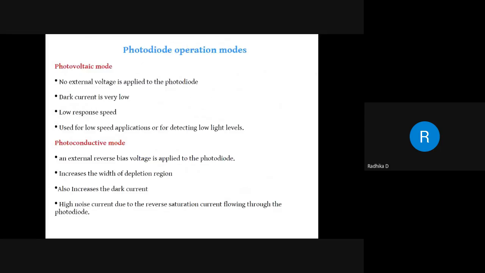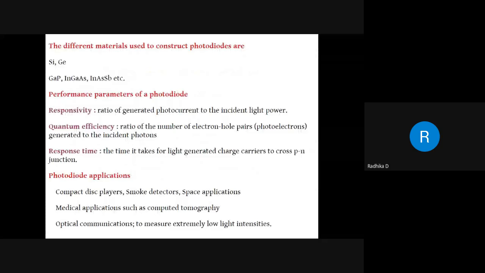Where is the application? Here it goes. So the different materials used are here. Other than silicon and germanium, why silicon germanium? Because in a PIN photodiode, you have an intrinsic semiconductor in between. But other than that, in general, a photodiode is manufactured using these materials: gallium phosphide, indium gallium arsenide, and antimony. SB is what? Does anybody remember? Antimony. It's not bismuth, it's antimony.